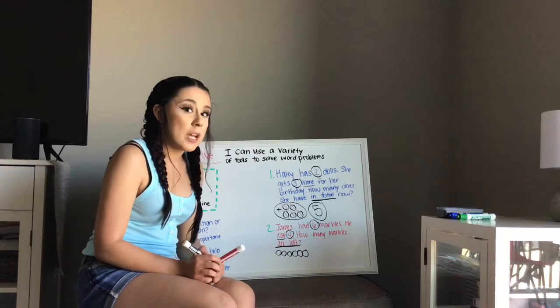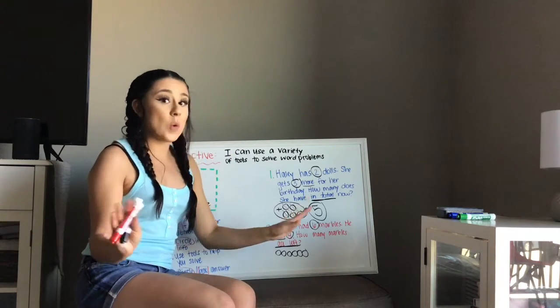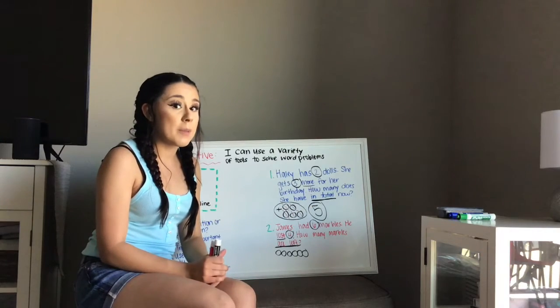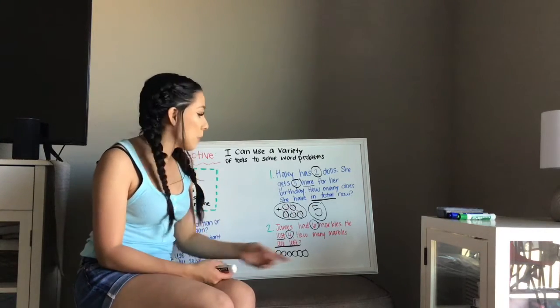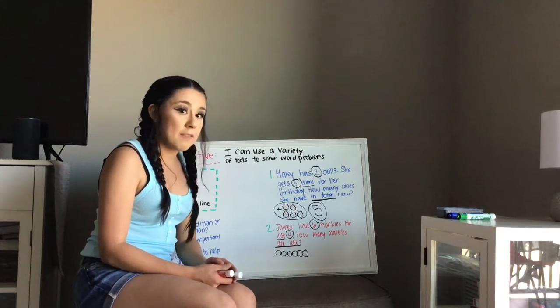Now remember, with subtraction, you need to start with your original amount. So before you took anything away, what did you start with? That's your original amount, and it's usually your biggest or largest number. In this case, it's 6. And then we're going to cross off the ones that he lost.